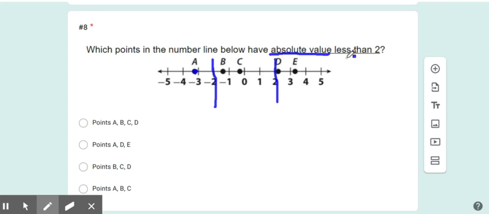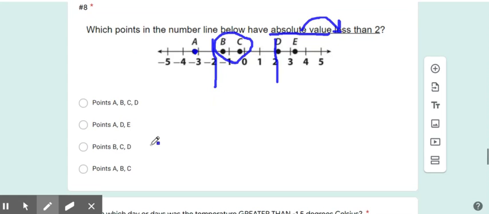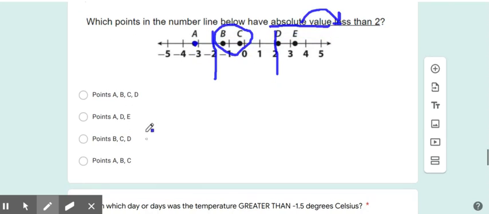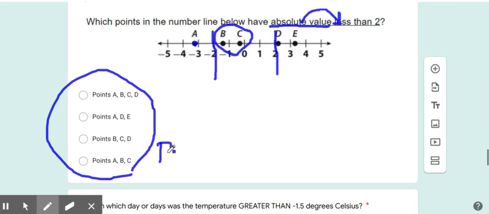And so what are the only points that have an absolute value less than 2? It would be these points right here we talked about, B and C. So which points on the number line have absolute value less than 2? B and C. Is that an option? No, it's not. So I'm going to go back and change this, all right? But look for the option B and C.